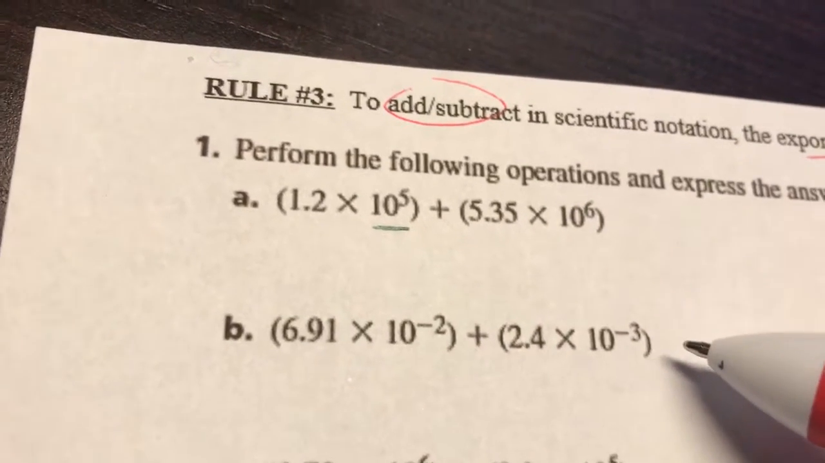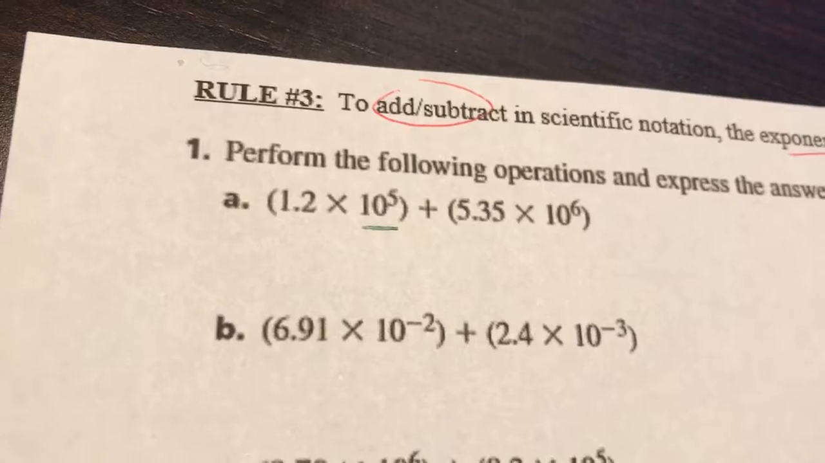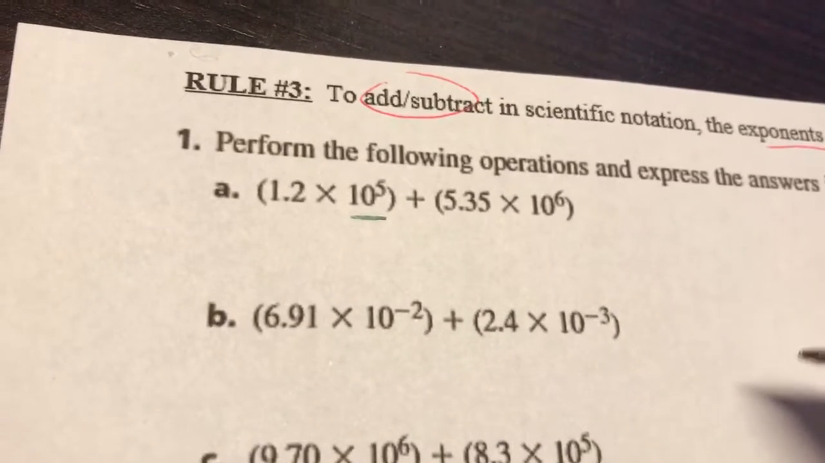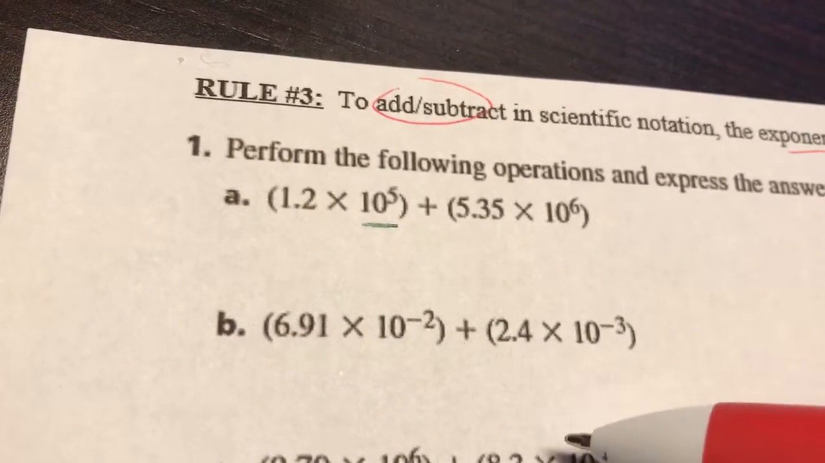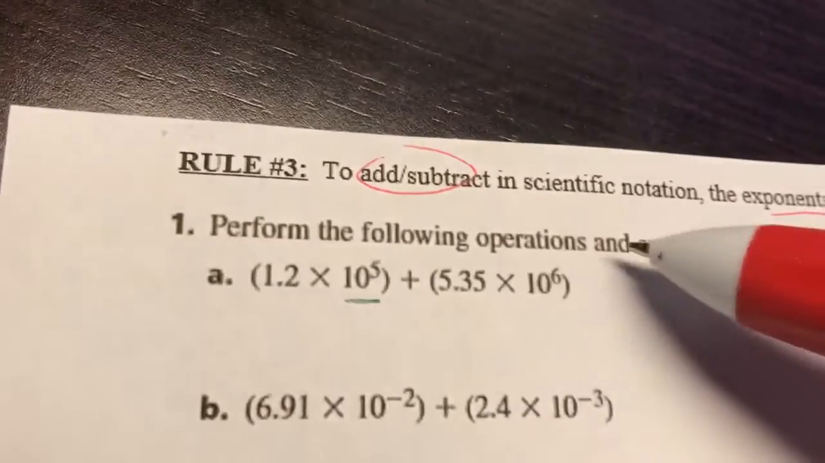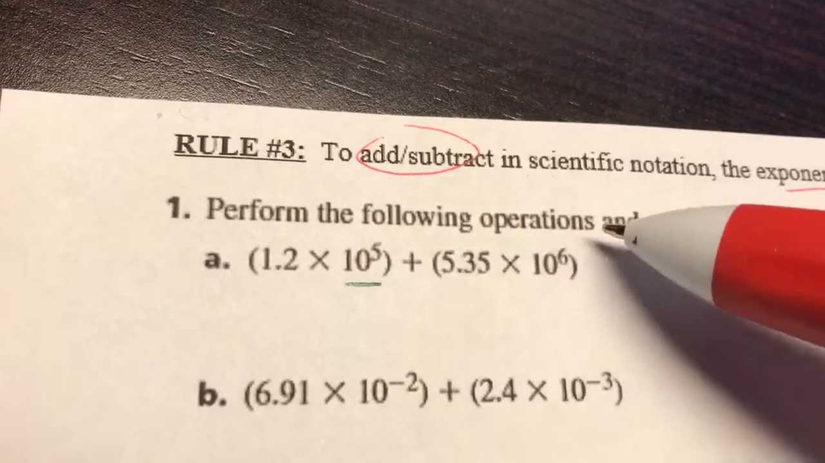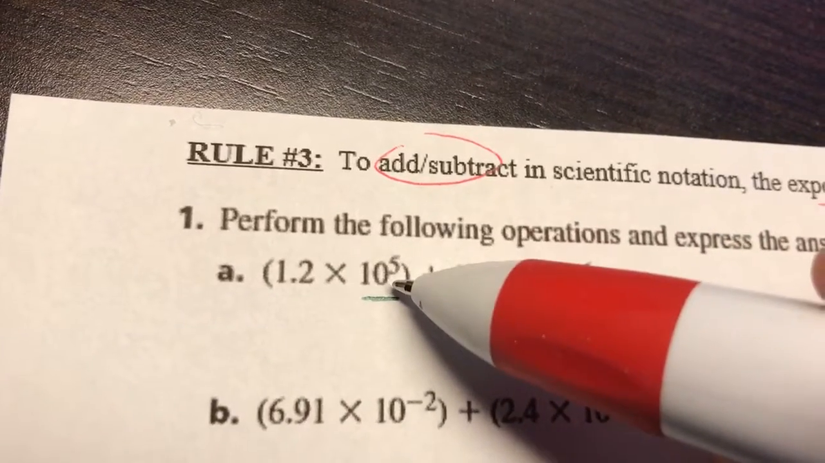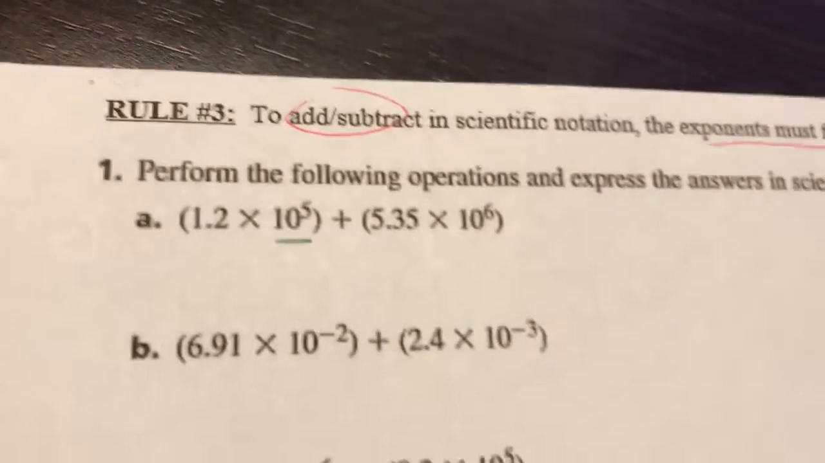So be careful with the negative number. The best thing to do is remember the number line. On the number line, -3 is less than -2, so we change the -3 to -2. Here, 5 is less than 6, so we change the 5 to 6. So I want to make this 10 to the 6.